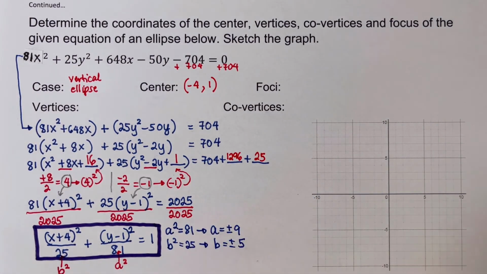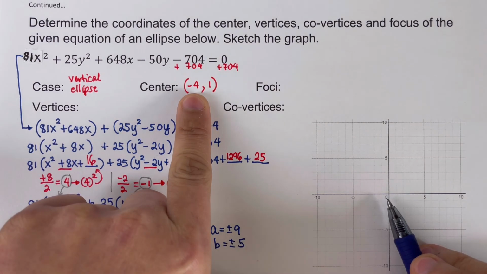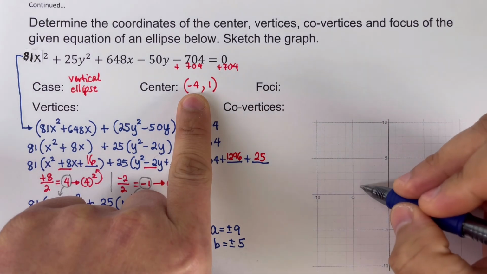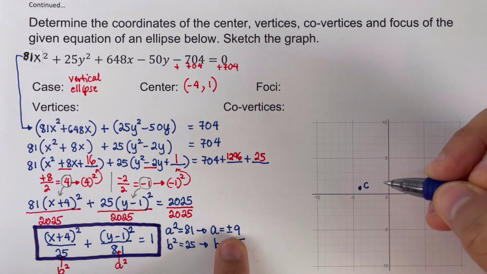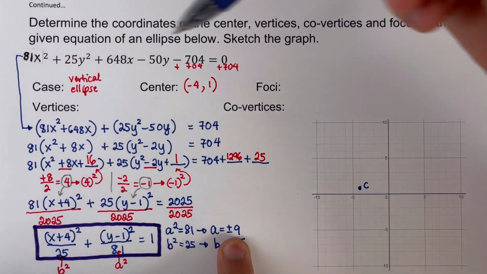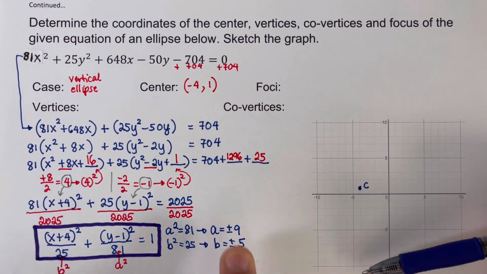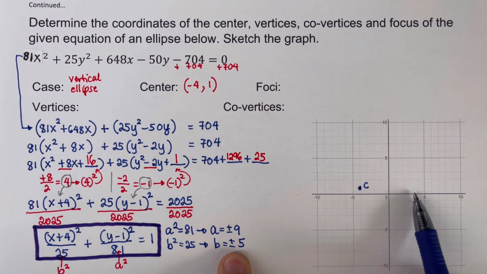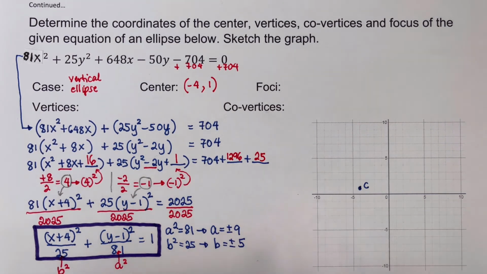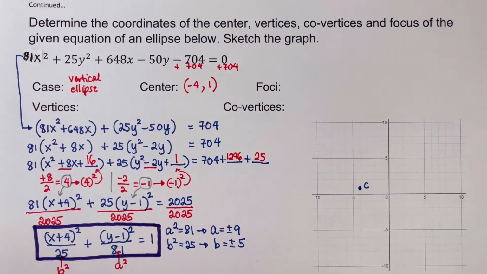So we go ahead and plot the center, which is at -4, 1. So that's -4 and +1. So this is our center. And our a is ±9 since this is a vertical ellipse. So we go up 9 and down 9. And then for the b, we go left 5 and right 5. And I'm going to go ahead and plot those 4 points and write the coordinates of the vertices and the co-vertices.